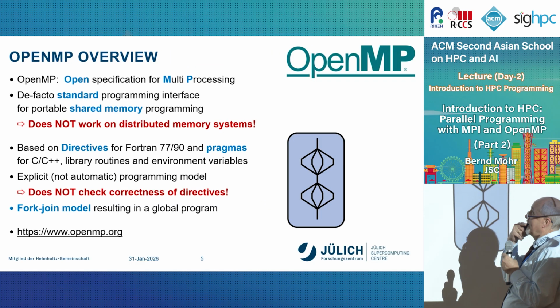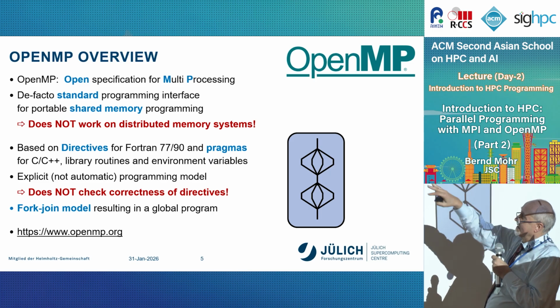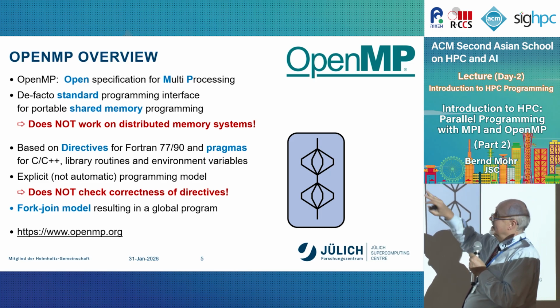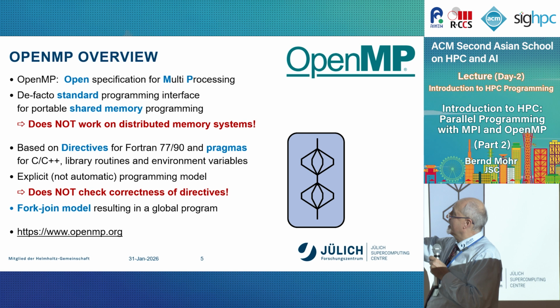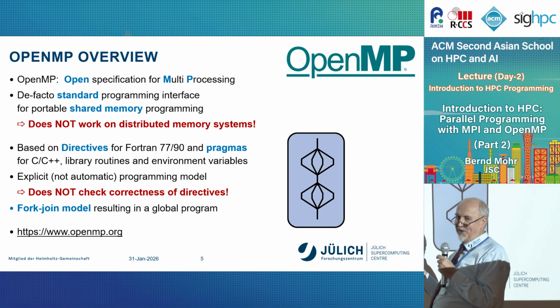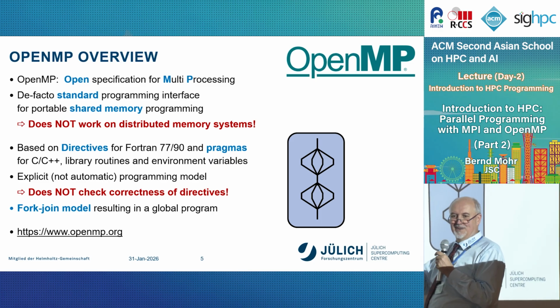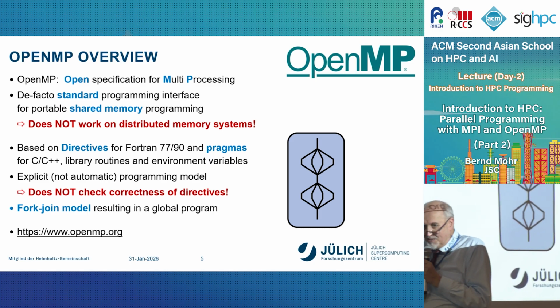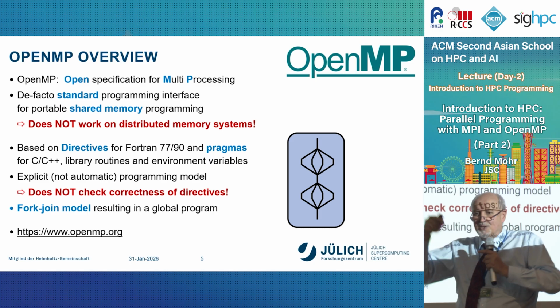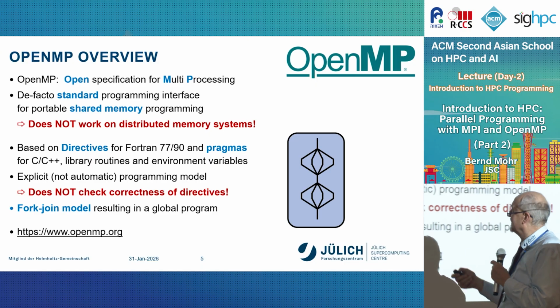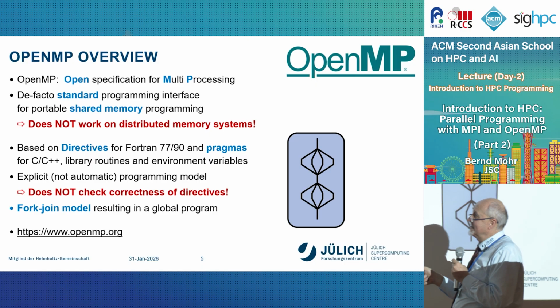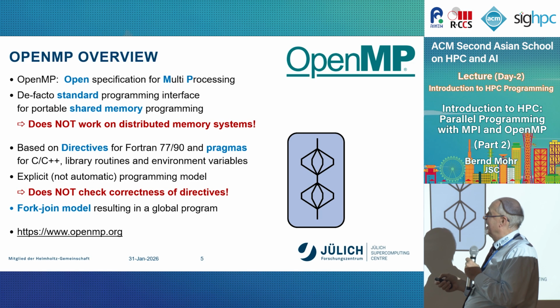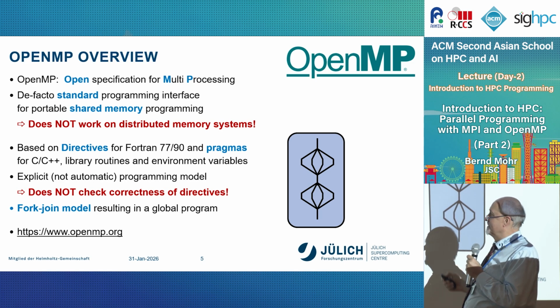Okay, so OpenMP. Again, it's a community standard, but it's only for shared memory programs. It does not work on a cluster with different nodes. You can use it in one node of a cluster because it typically has more than one core, but you cannot use multiple nodes. And the difference is it's not a library, but so-called directives or pragmas.